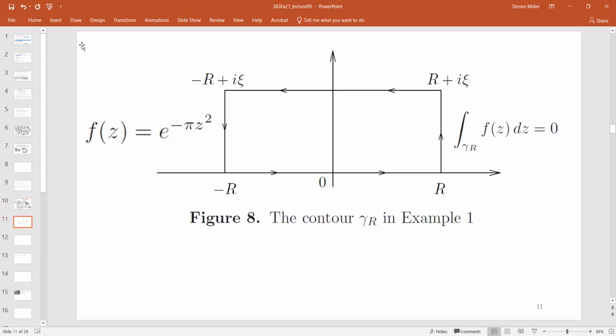So this is the contour that the book uses. I'm not going to go through the proof because the proof is in the book. It takes the function e to the minus pi z squared, and it integrates it over this contour. Why is the integral of f over this contour 0?